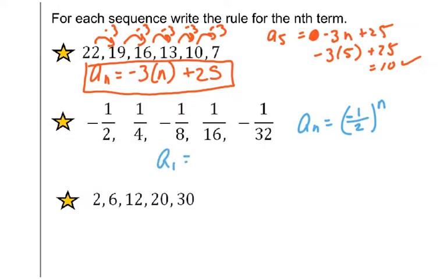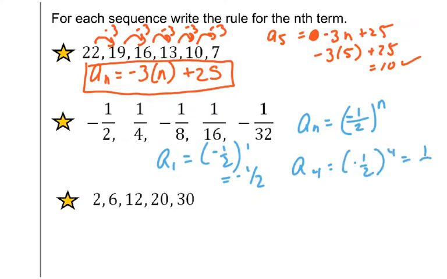A sub 1, negative 1/2 to the first power does equal negative 1/2. Let's try a sub 6. Actually, so 1, 2, 3, 4. Actually, we don't have a sub 6, so let's do a sub 4. A sub 4 is going to be negative 1/2 to the 4th, and that does, in fact, equal 1/16. So we have the correct rule for this one.